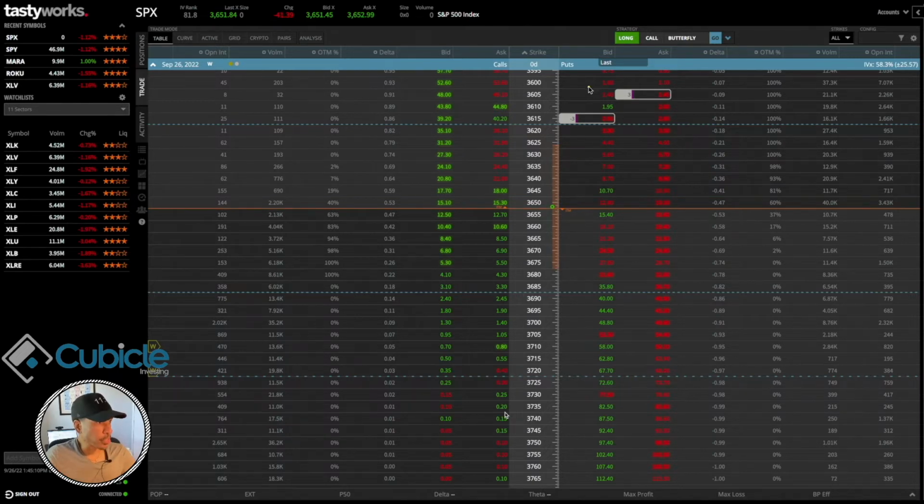Okay, so I put this position on. As you can see here, the expiration date was the day I put the trade on. I sold a put credit spread. So I sold the strike price of 36.15, right? And I bought the strike price of 36.05. So that creates what they call a vertical credit spread in the world of options.